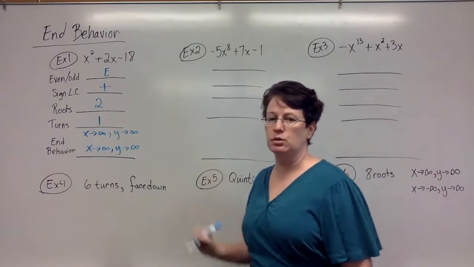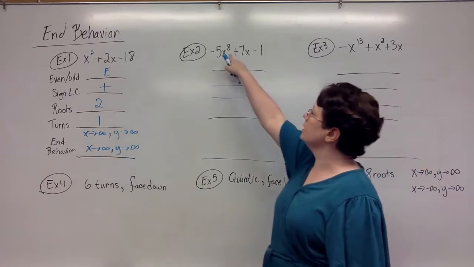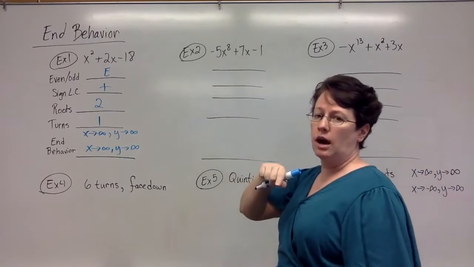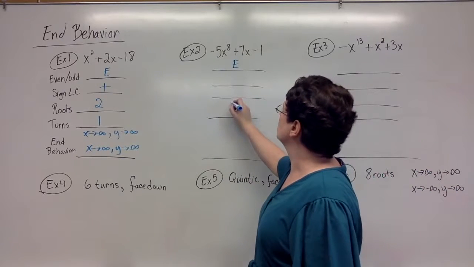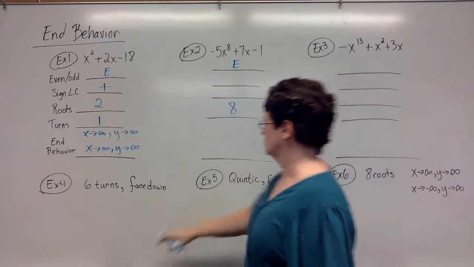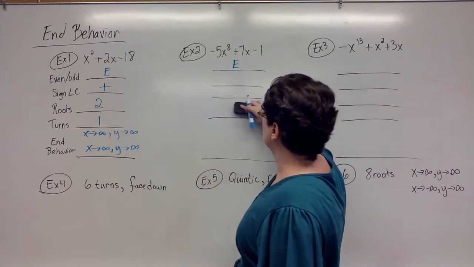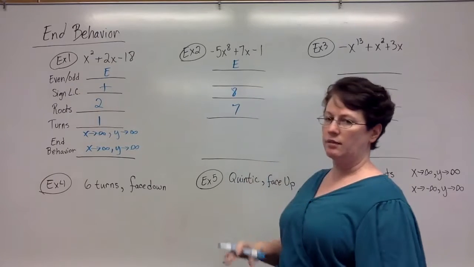Okay, example 2, same thing. What is my degree? Degree is 8. Is 8 even or odd? It's even. That also tells me my number of roots is 8, and my number of turns is the roots minus 1, which is 7.